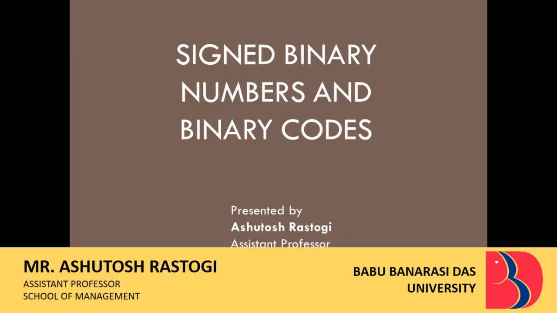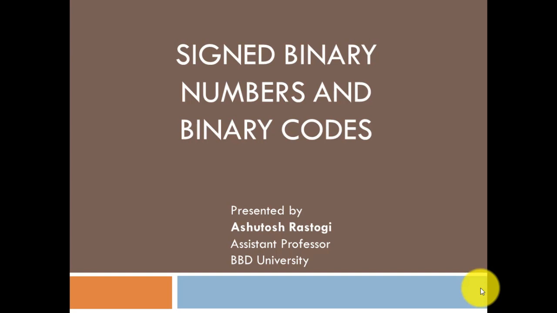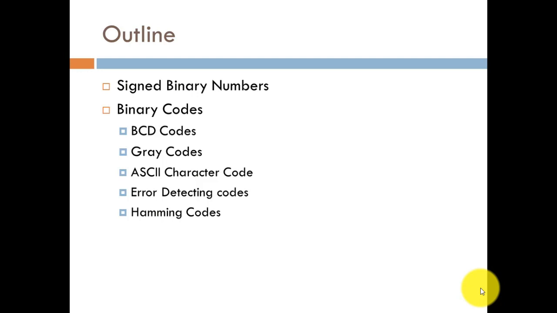My name is Ashutosh Rastogi and today we are going to discuss signed binary numbers and various codes. So these are the outlines. We are going to start with the signed binary numbers. Then we will discuss various binary codes such as BCD codes, gray codes, ASCII character codes, error detection codes, Hamming codes, etc. So we are going to take them all up one by one.